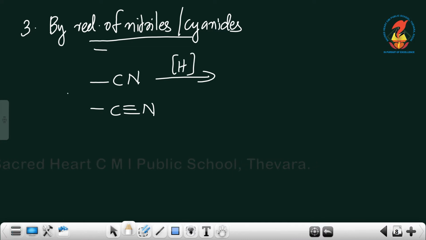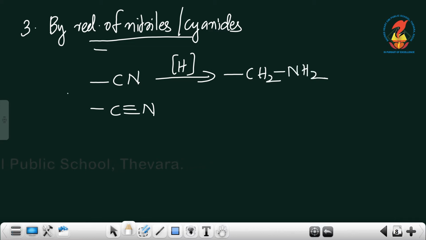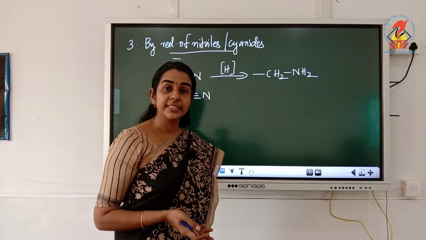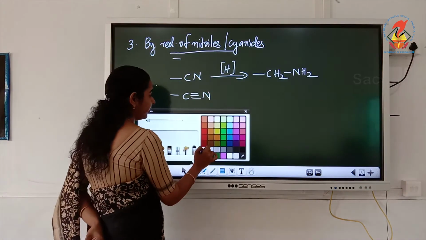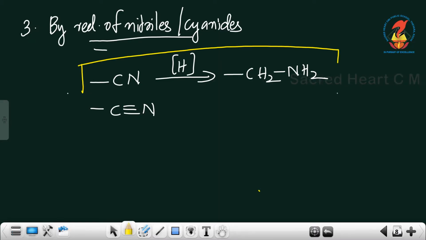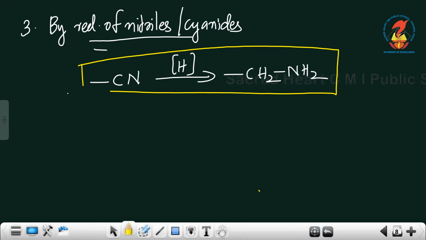So cyanides can be converted to CH2NH2. So we are adding hydrogen. Reduction means addition of hydrogen, isn't it? So we are adding hydrogen to carbon and nitrogen so that the triple bond becomes single bond. So note down, cyano group CN on reduction we are getting CH2NH2. Now what are the reagents that we can use for the reduction of cyanides to primary amines? CH2NH2 means we are getting primary amines.